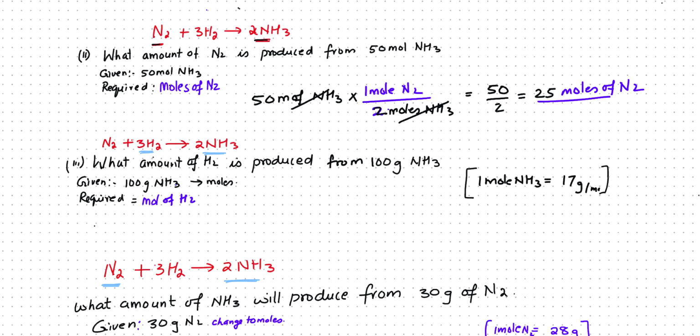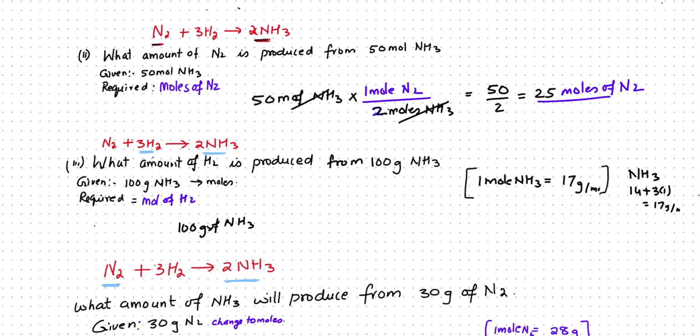So everything we take in moles. So first we convert 100 grams into moles. So first we write the given amount, 100 grams of NH3, and we convert into moles. So we know 1 mole of ammonia is equivalent to 17 grams per mole. So we calculate the molar mass of NH3. Nitrogen 14 plus there are 3 hydrogens, so 3 times 1, hydrogen atomic mass 1, it comes to 17 grams per mole. So 1 mole of ammonia is 17 grams.